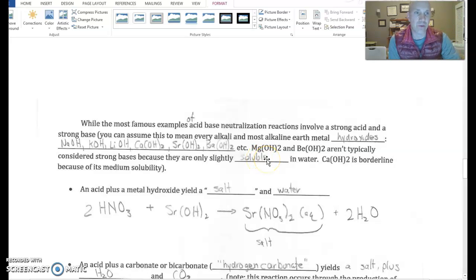In order to be a strong base, it has to be something where if you added it to water, it would generate hydroxide ions. If they're not that soluble, they're not generating a whole lot of hydroxide ions. Calcium hydroxide is a little bit of a borderline base. It's definitely basic, but as to whether it's considered a strong base or not, there's some argument there because its solubility is somewhat intermediate.